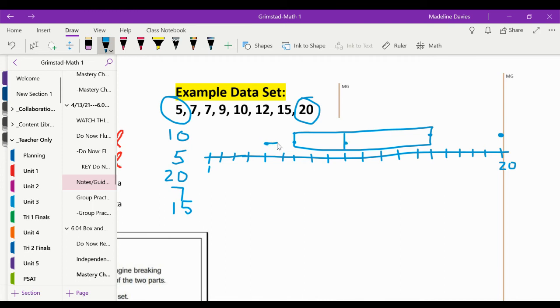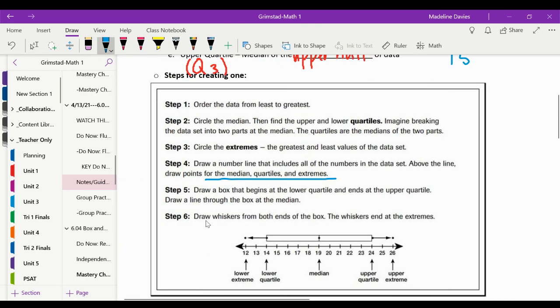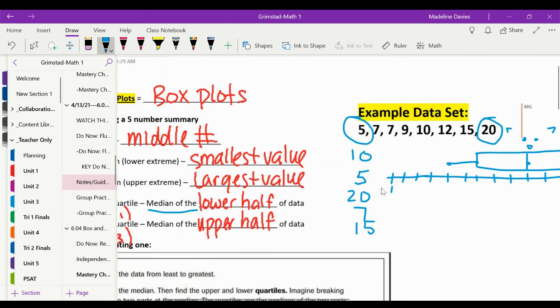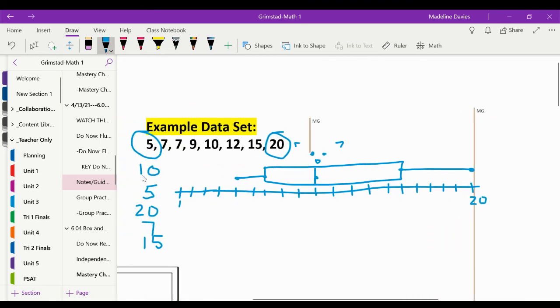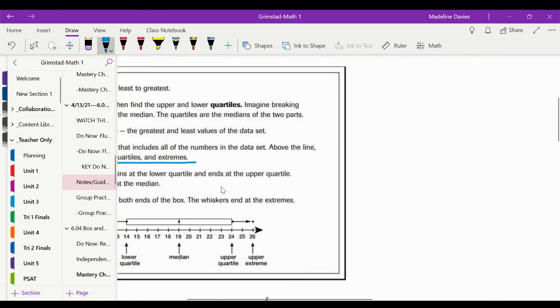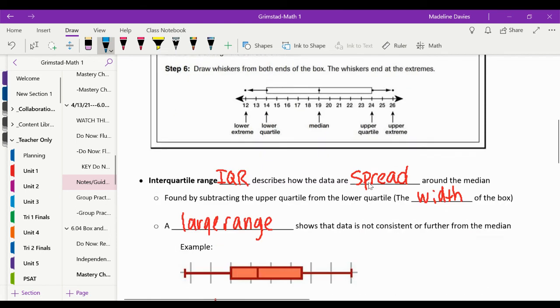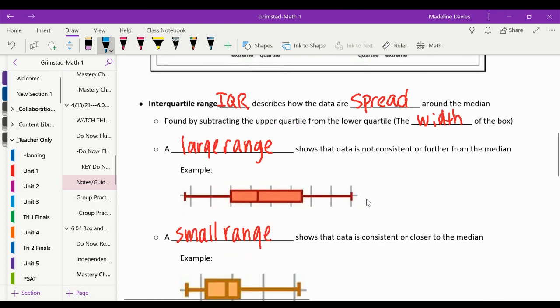Okay, and then I draw my little whiskers. And look, it is a little kitty with little whiskers. Okay, so there's your little kitty. And those are to our extremes. So we just drew our box and whisker plot. Easy peasy. Find the values and do the plot. So you'll have all this information available to you. You can also just rewatch the video if you need to.